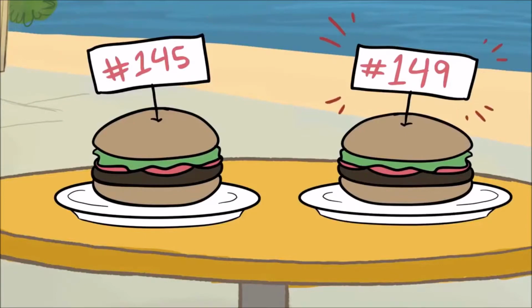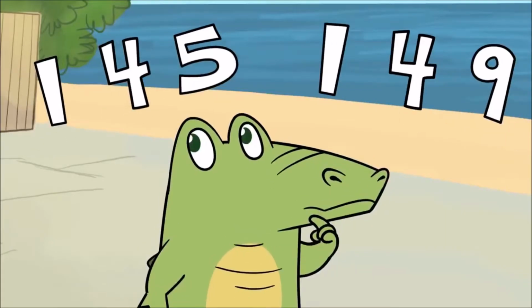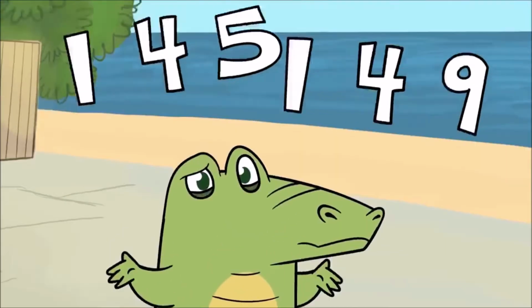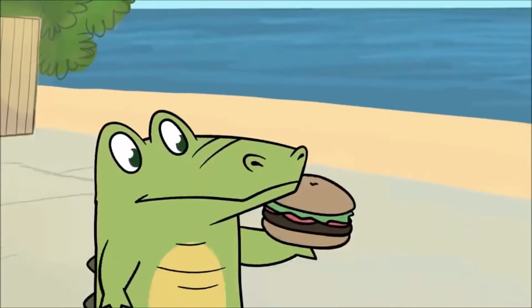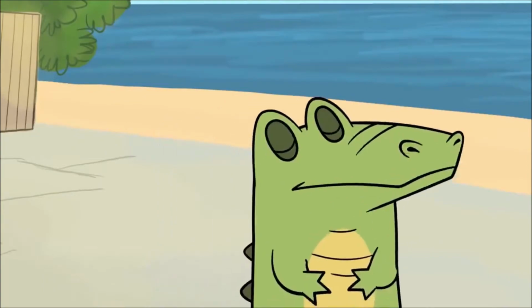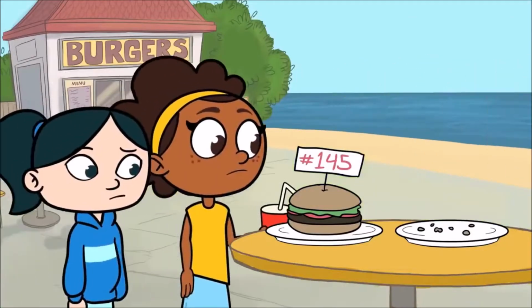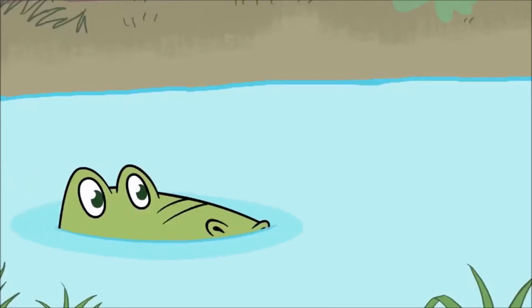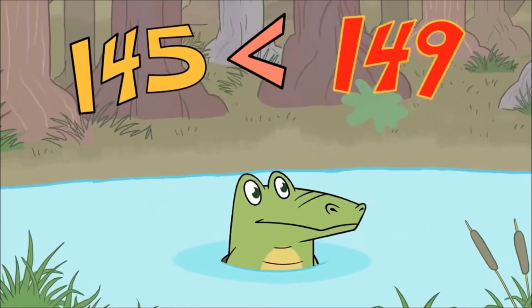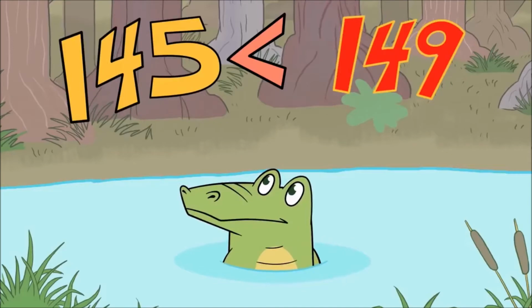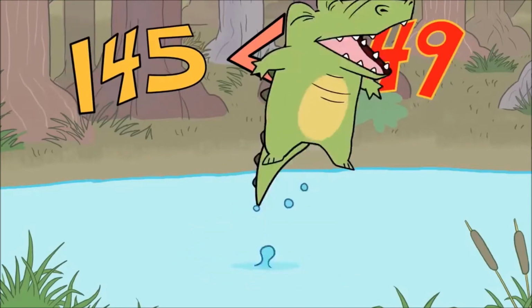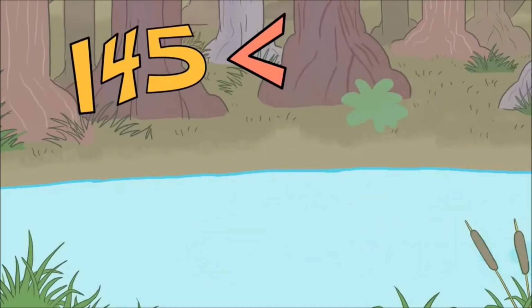145 and 149. The gator needs the greater value on the number line. He looks at the place values from left to right. 9's the greatest ones place, so he takes a big bite. The hungry alligator eats the number that's greater. The number that is least is never part of his feast.